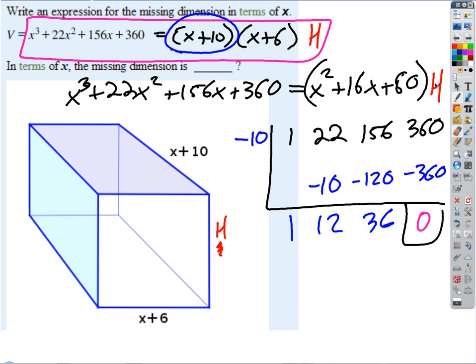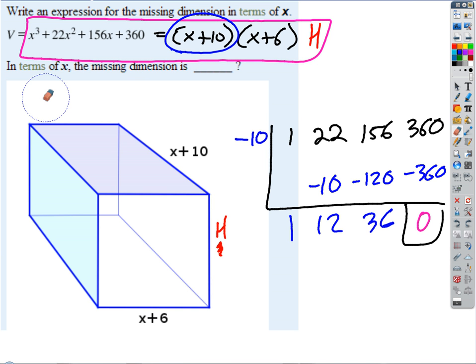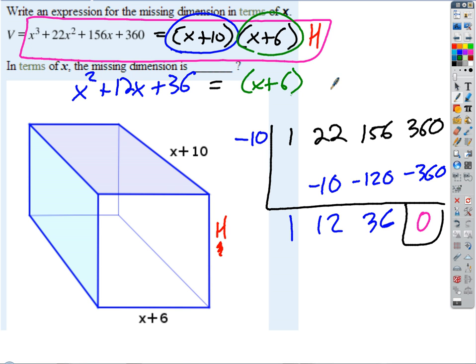Okay, so if I divide away the x plus 10, then what I would get, and you tell me if I even need to write this here in a second, is that x squared plus 12x plus 36 equals, let's make this one green, x plus 6 times h. Now what do I get? Divide by x plus 6, okay? But I didn't even need to write this down, did I?